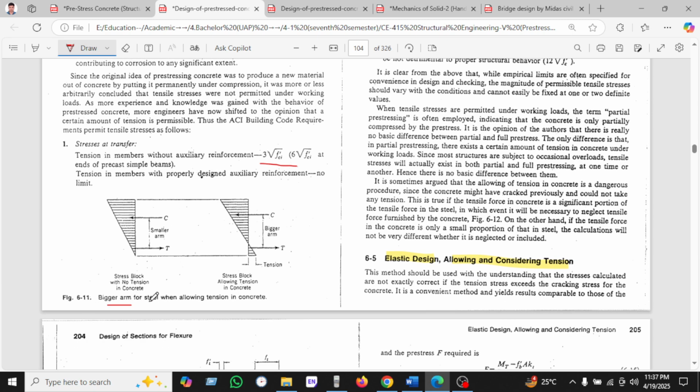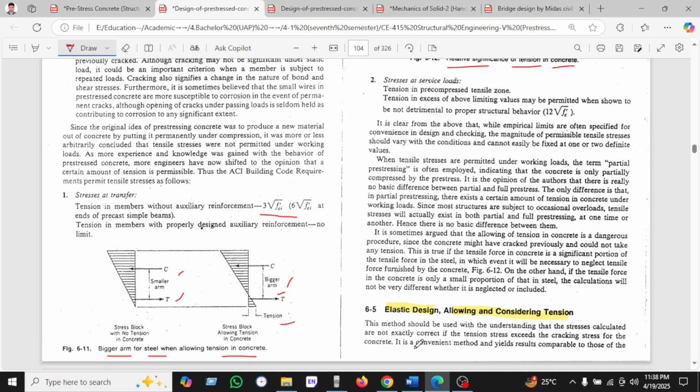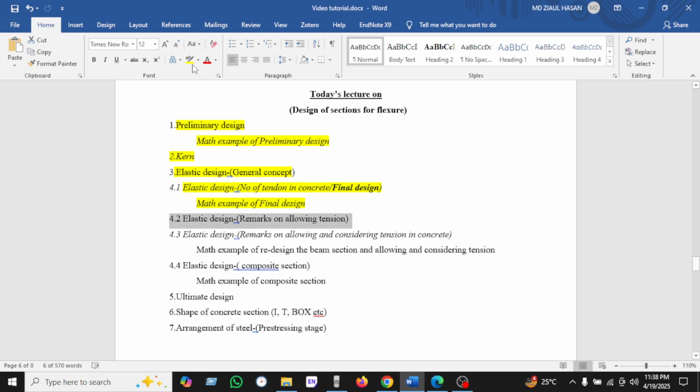The bigger arm of steel when allowing tension in concrete, this is the bigger arm. We have been seeing tension, and CNT is the bigger arm. We have been seeing the relative significance of tension in concrete. Here the tension is T, and T is the stress block with the tension of concrete. Now we'll see the elastic design remarks of allowing and considering tension in concrete, with an example.